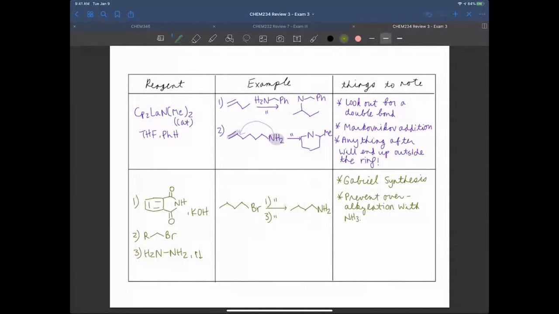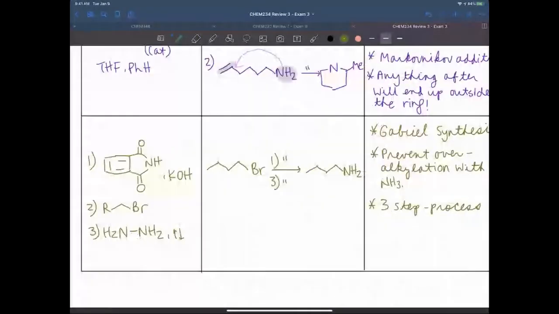Okay, so remember that this is a 3-step process. And yeah, I believe Dr. Yamalina did talk about this mechanism last week.